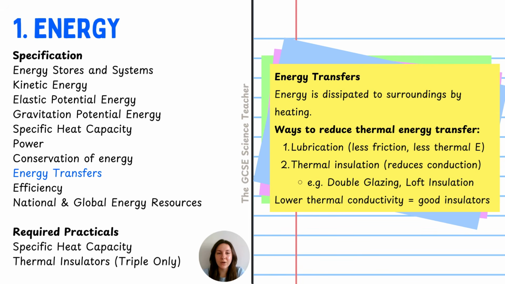Ways to reduce thermal energy transfer. First is lubrication, so there's less friction and less thermal energy transfer. Second is thermal insulation, which reduces conduction, e.g., double glazing, loft insulation. Lower thermal conductivity equals good insulation.